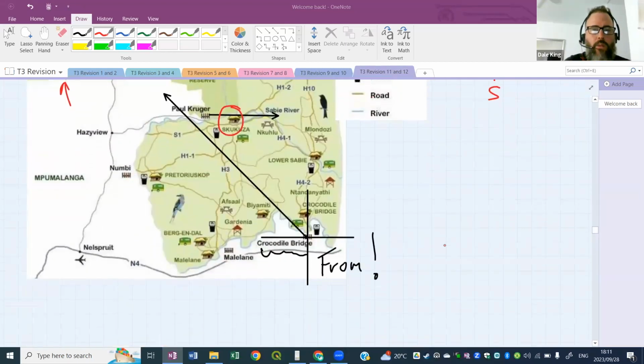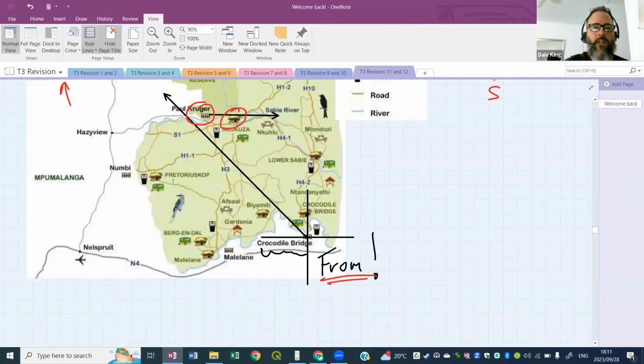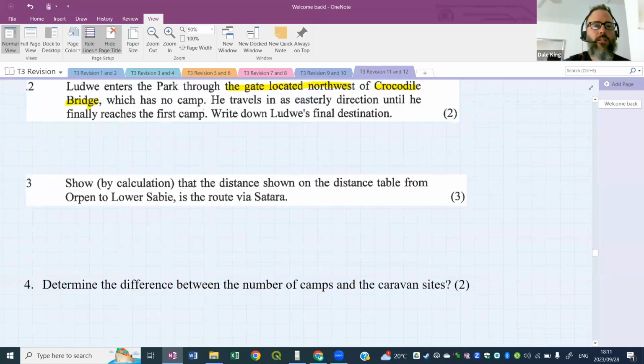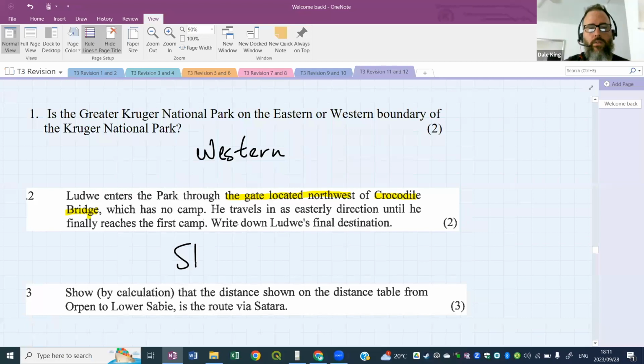So just remember the point that you're going from is where you put your compass, and then we drew a line northwest. That was the closest gate, the Paul Kruger, and then we drew a line east, and we could see that the first camp he hits when he goes east is the Skukuza camp. So that must be the right one there. Okay, let's put that down. Nice and easy tonight, eh? Nice and easy. All right, Skukuza.